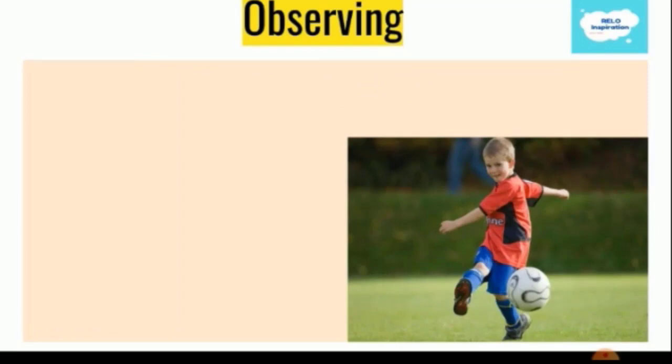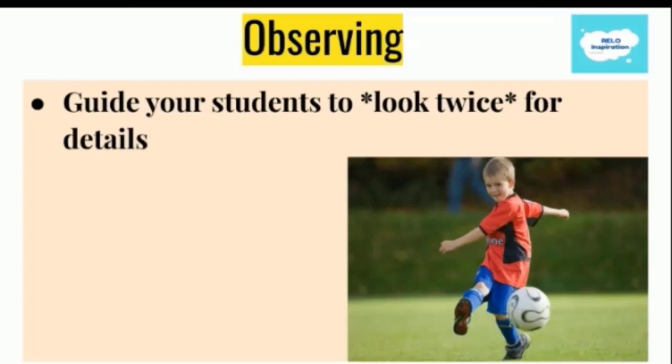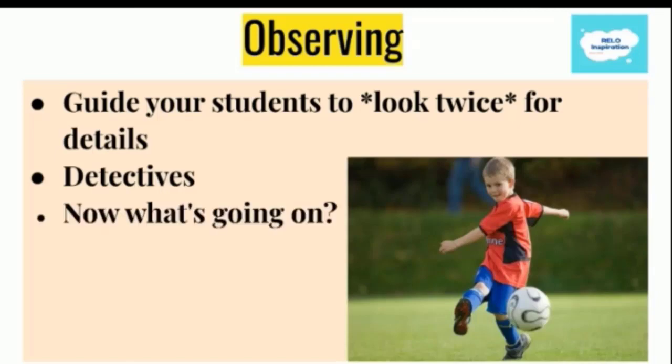So let's get into more details with each step. The first step is observing. You ask your students to put on their super eyeglasses and look twice, where you can find many different details. You tell your students that you are detectives now and you are trying to solve a mystery. So you can ask them about what's going on. What are the details that you can see? And try to elicit from them as much information as you can in order to let them observe as much as they can.